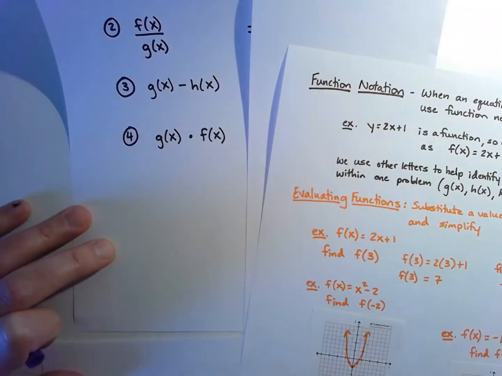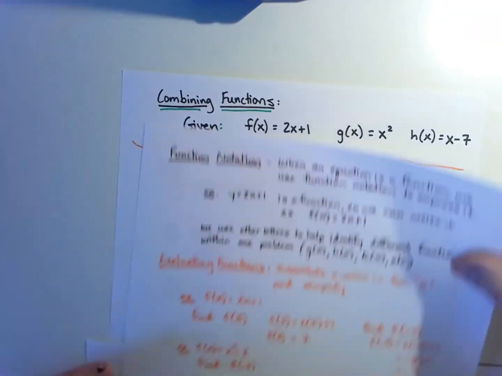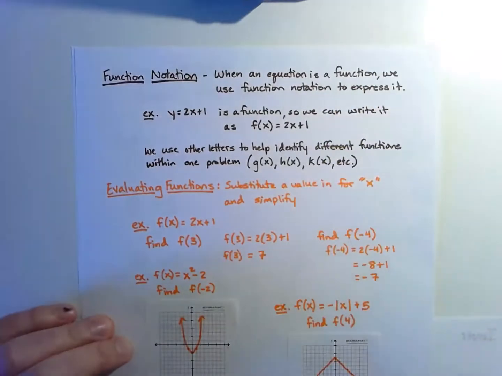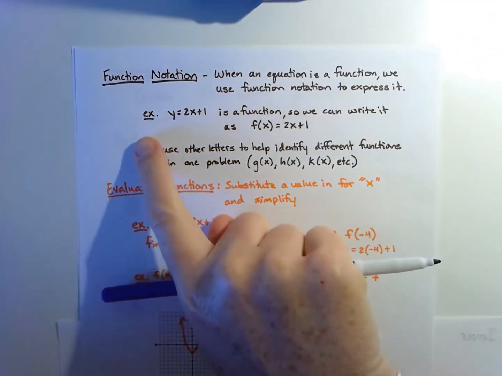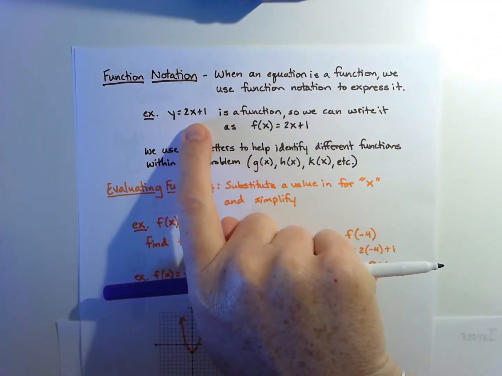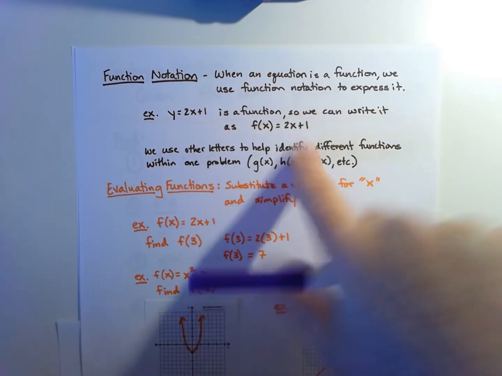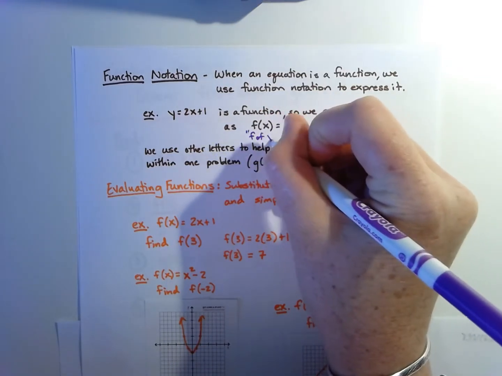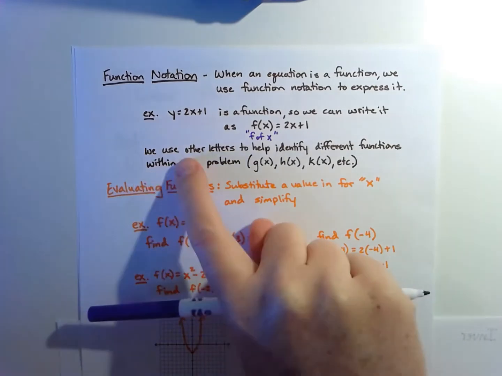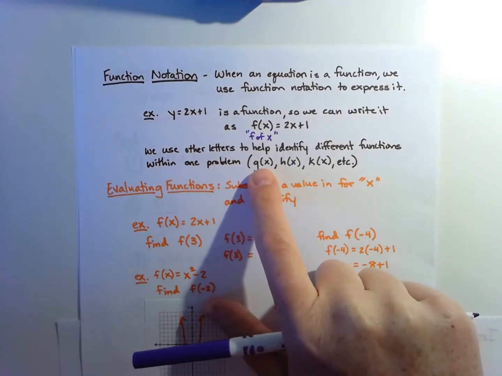Now, let's look at function notation for a few minutes. So when an equation is a function, we use what we call function notation to express it. For example, y equals 2x plus 1 is a function, so we can write it as f of x equals 2x plus 1. So this is pronounced f of x. We use other letters to help identify different functions within one problem. So really they're just used to help us label.